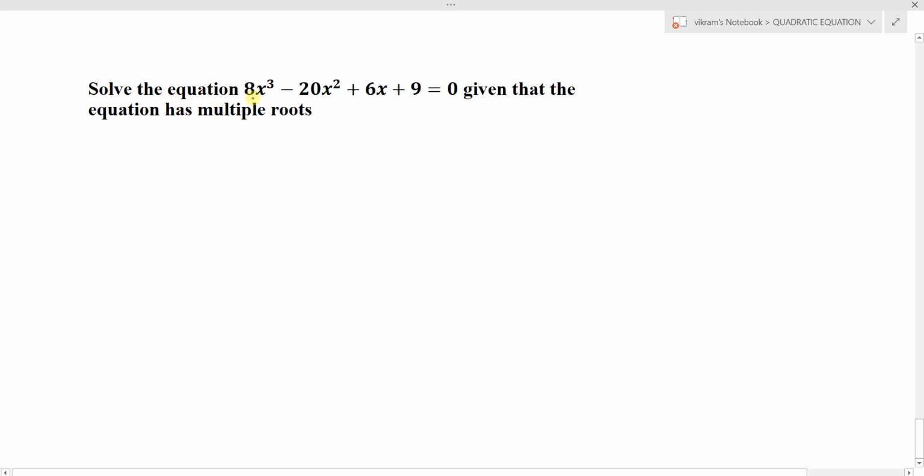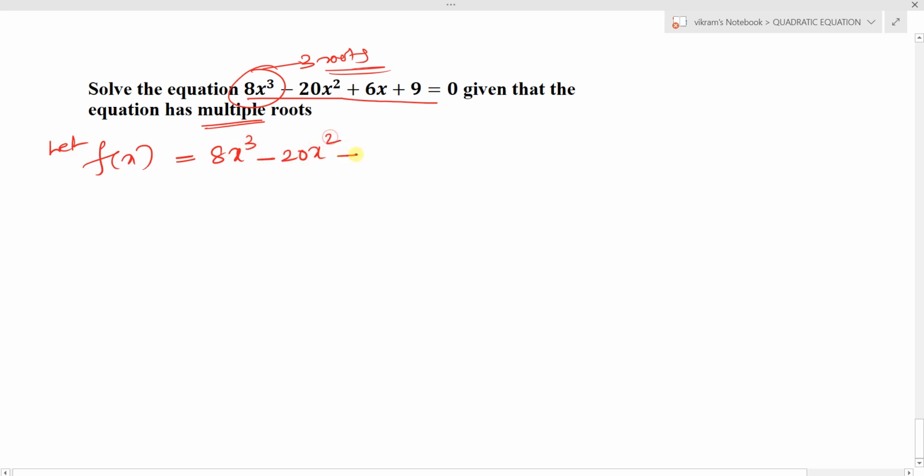Next question is, solve the equation 8x cube minus 20x square plus 6x plus 9, given that the equation has multiple roots. Okay, saying that this has multiple roots. It is a cubic equation, it must have 3 roots. From the 3 roots it is having, there are multiple roots. So let's consider f of x is the given function. What is f of x? 8x cube minus 20x square plus 6x plus 9.